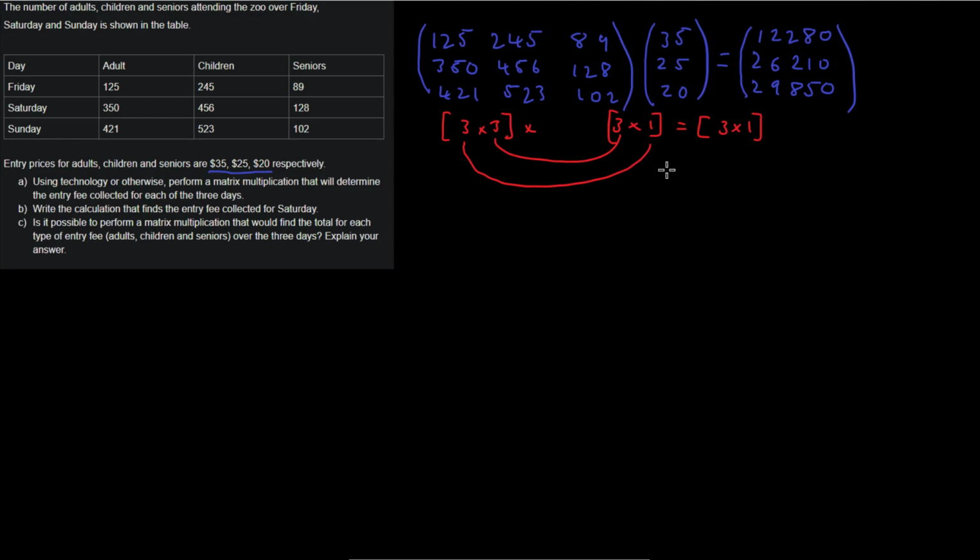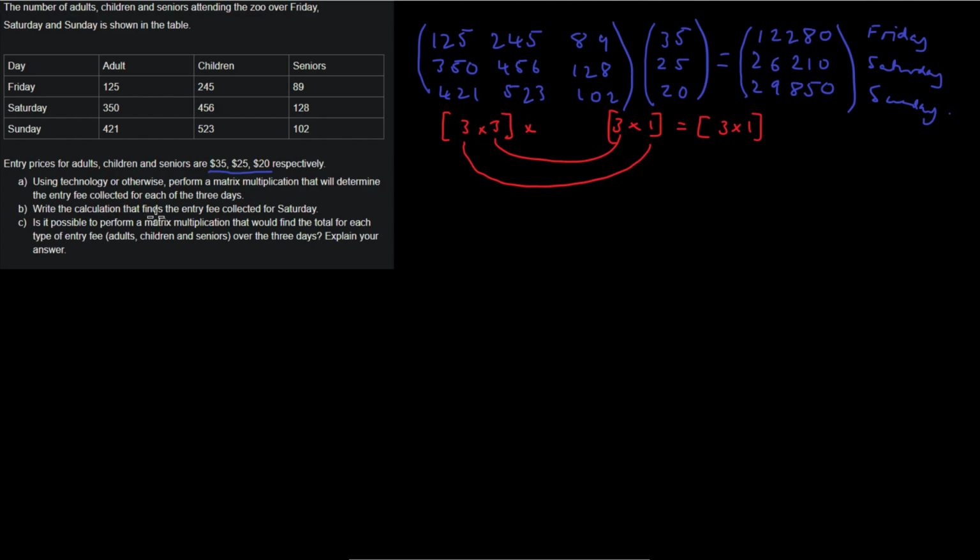That's it. Now, part A, let me just check. What's that say? Perform a matrix multiplication that will determine the entry fee collected for each of the 3 days. So I've got my Friday here, my Saturday here, and my Sunday here. Oh, that's Sunday. Everyone can read that. Fantastic. A, yeah, I've done that.